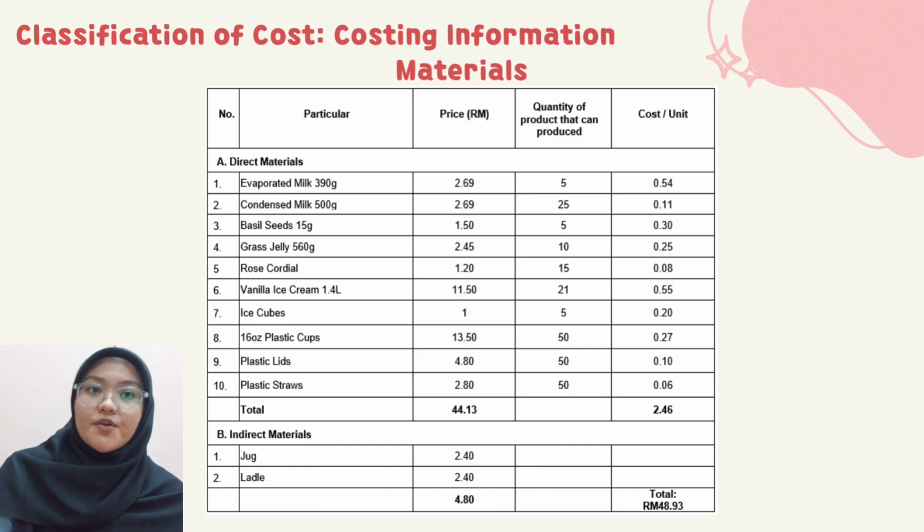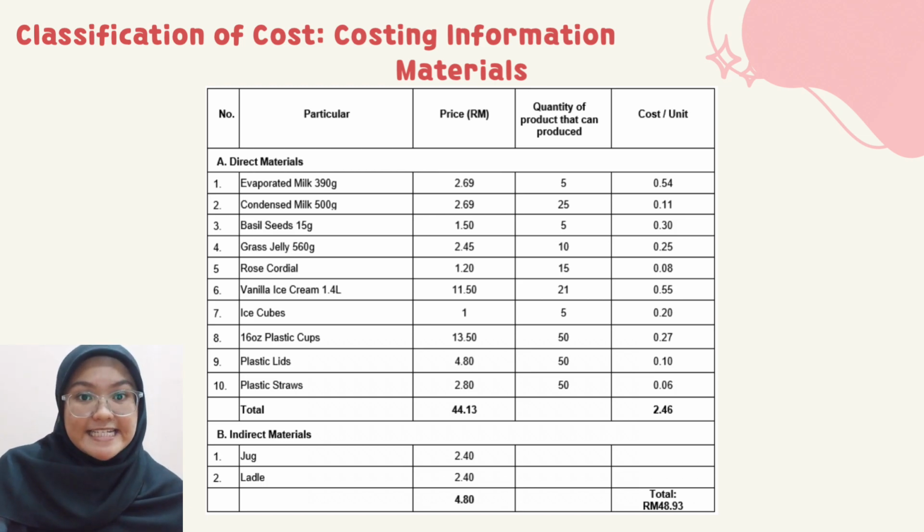The total for the direct materials is 44 ringgit and 13 cents. Meanwhile, the direct materials cost per unit is 2 ringgit and 46 cents.